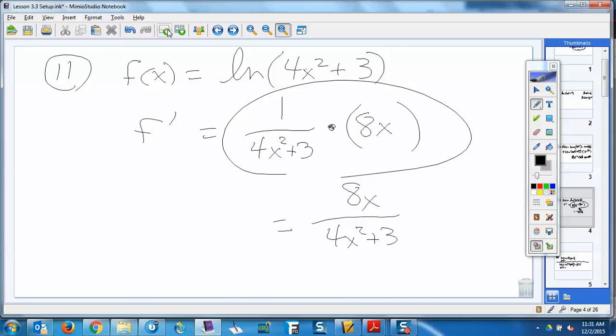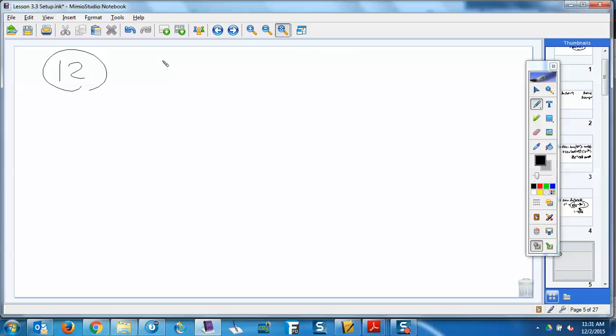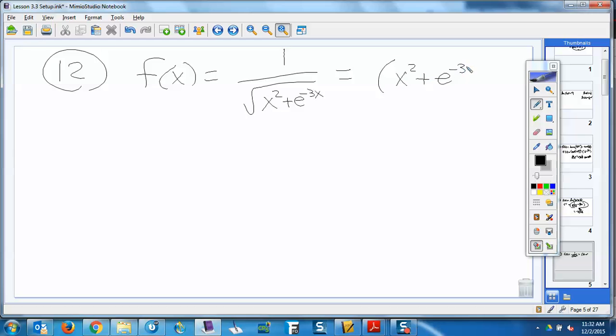Number 12, who asked about 12? Macy? It's 1 over the square root of x squared plus e to the negative 3. Okay. So that's the 1/2 power. It's on the bottom, so it would be negative, right? So this problem should be changed, not really changed, but rewritten as that. So we rewrite this as that, and now we're ready to do the derivative.